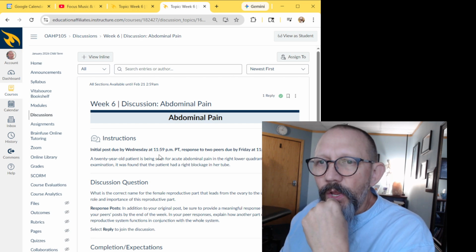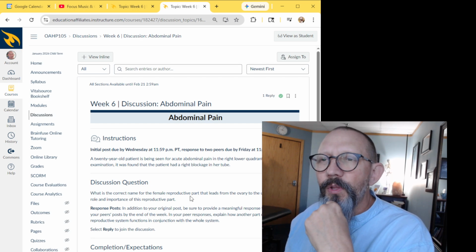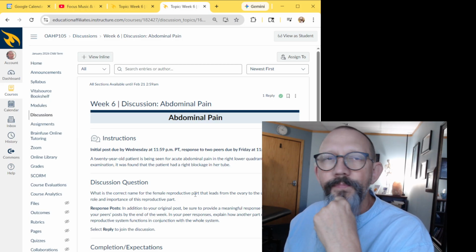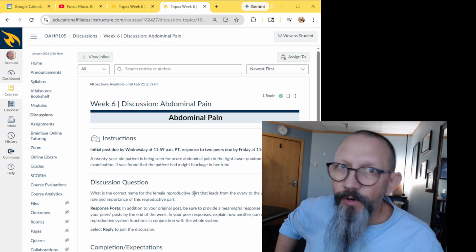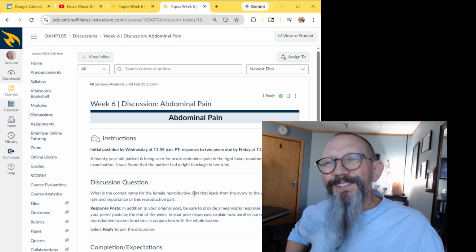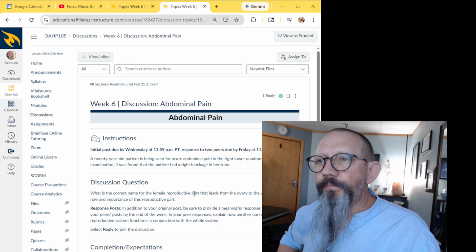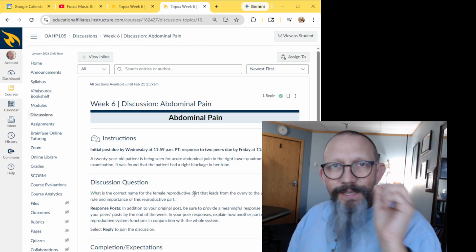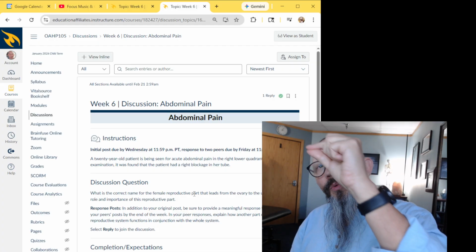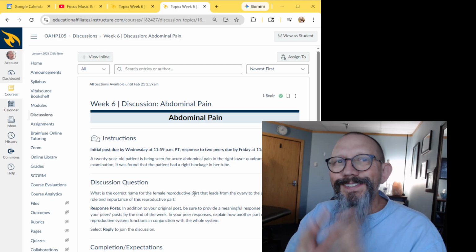So this one here asks, what's the correct name for the female reproductive part that leads from the ovary to the uterus? I just told you. It is called either the fallopian tube, which was the name of a person, right, or the uterine tube, okay? It's an open tube of smooth muscle with little cilia that help the little egg go all the way over and implant somewhere inside the uterus.